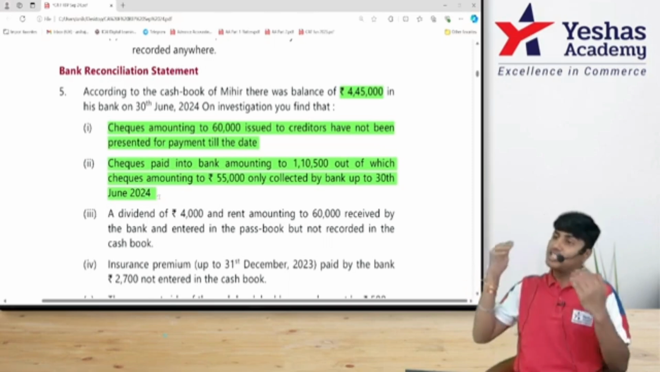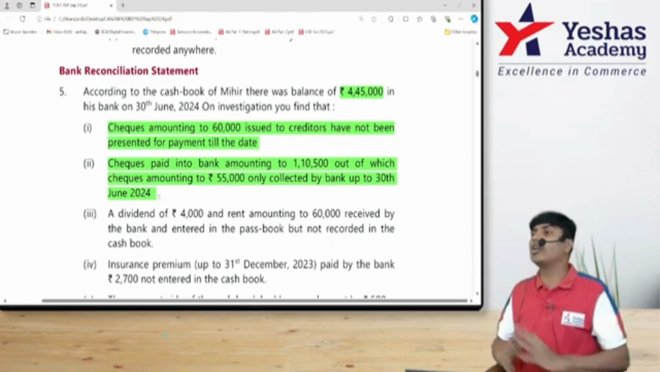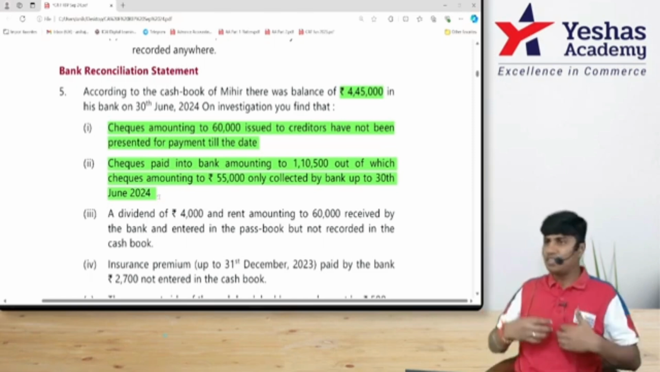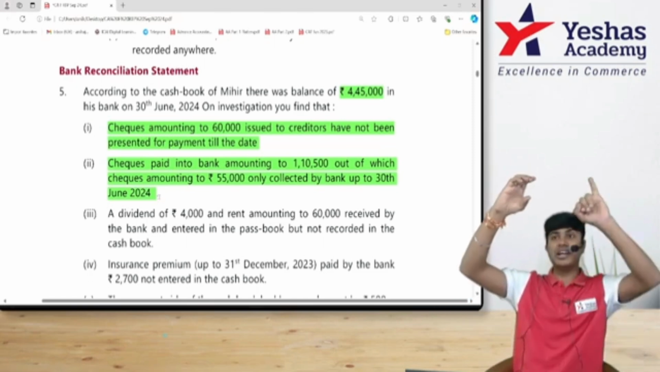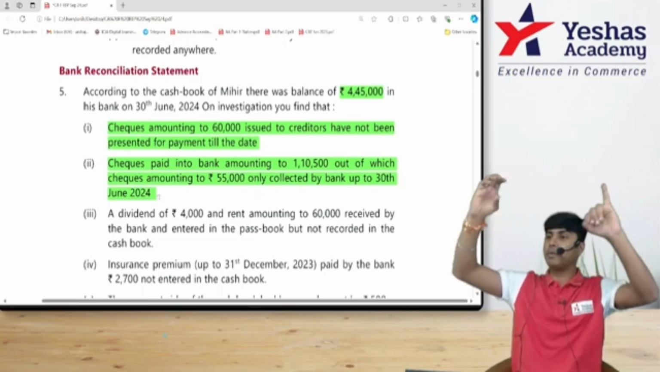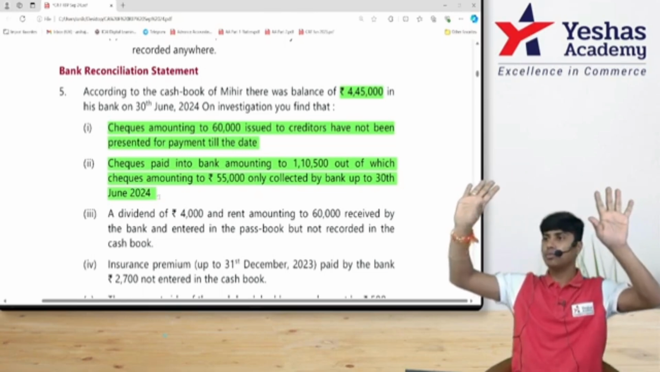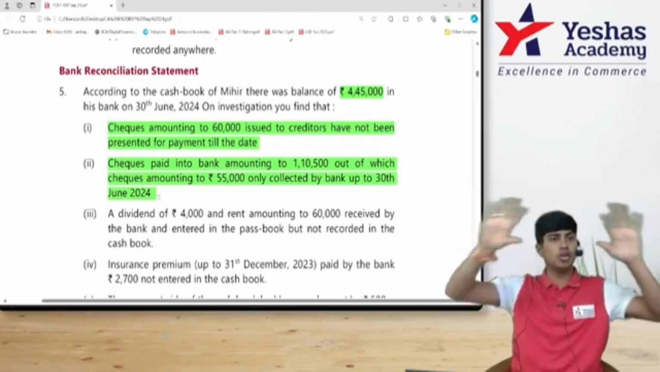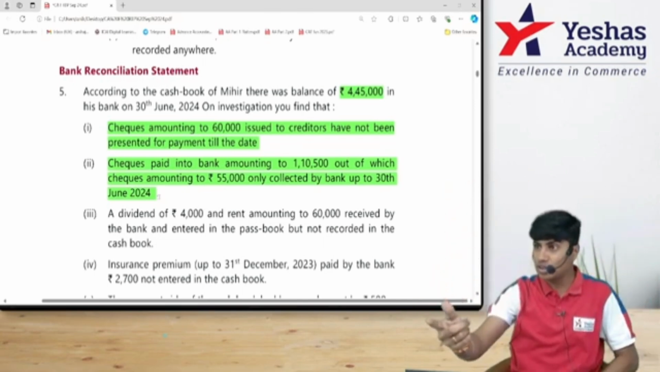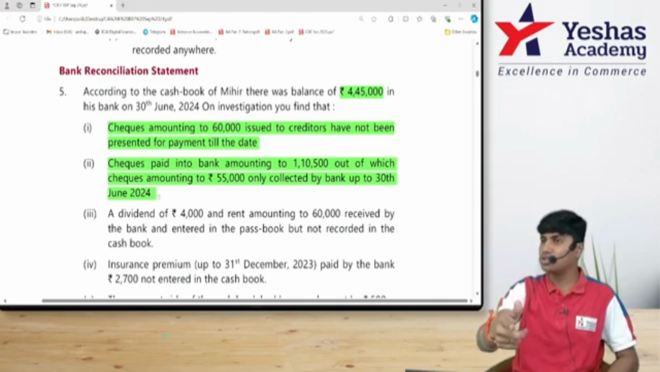55,500 is the check that I have deposited but not cleared. 55,000, no, I deposited. Cash book balance increased, banker cleared, passbook balance also increased. You can see the P, no problem. 55,000 checks deposited, checks cleared, you can see the P, no problem. Balance 55,500 is there, out of 1,10,500.